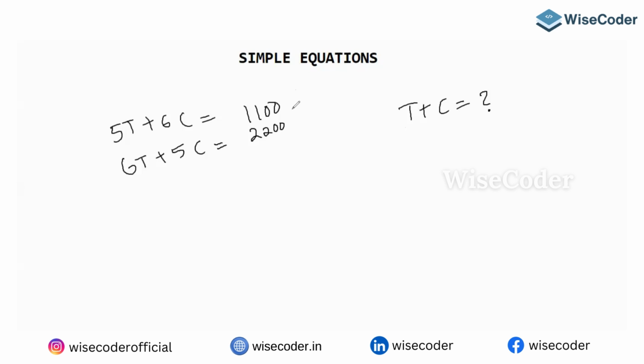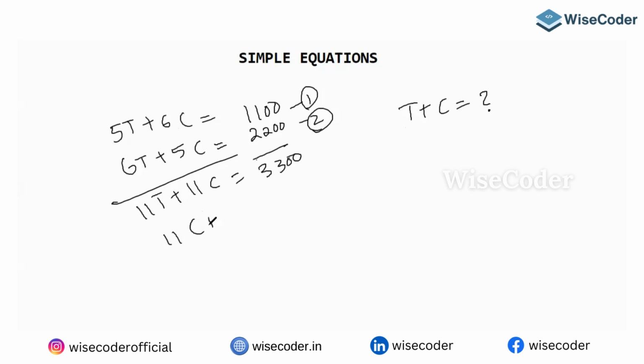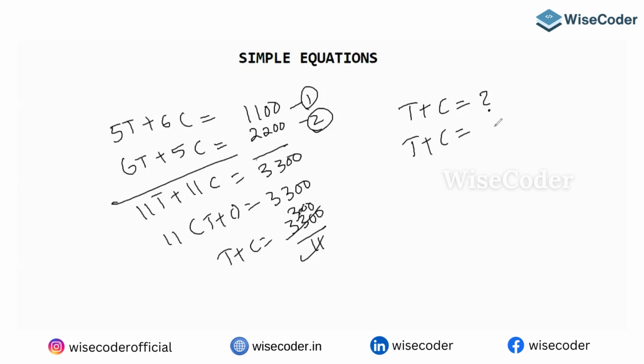But closely observe, this is the first equation, this is the second equation. Instead of multiplying, why can't you add them? So you will get 11t plus 11c, which equals 3300. If I take 11 as common, t plus c equals 3300 by 11. 11 3s are 33, so 300. I want t plus c, I don't want individually.